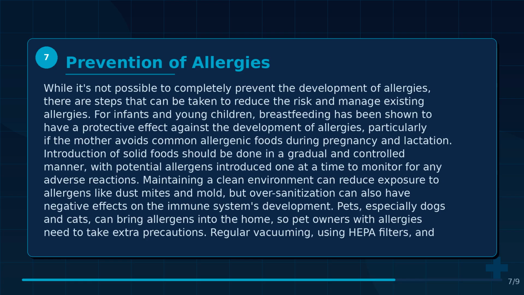Pets, especially dogs and cats, can bring allergens into the home, so pet owners with allergies need to take extra precautions. Regular vacuuming, using HEPA filters, and keeping pets out of bedrooms can help reduce exposure. Understanding the genetic component of allergies is also important, as individuals with a family history of allergies are more likely to develop them. While prevention strategies are not foolproof, they can contribute to a reduced risk and better management of allergies.